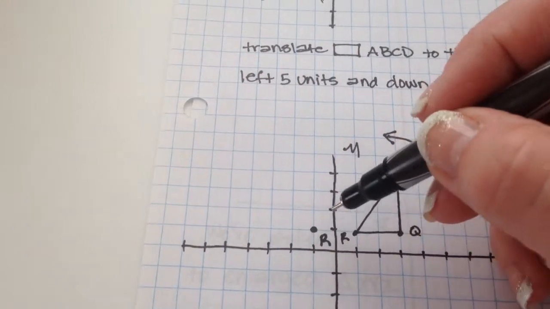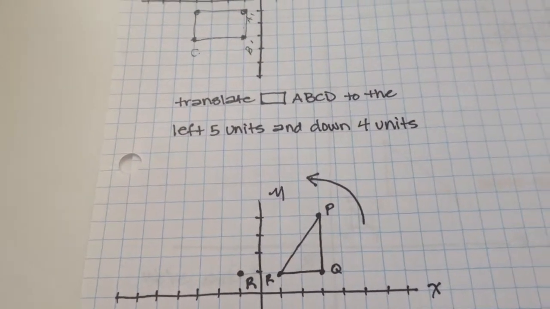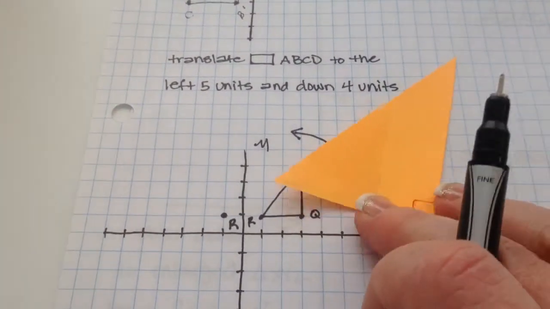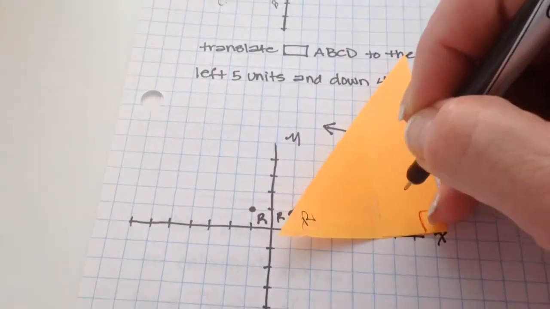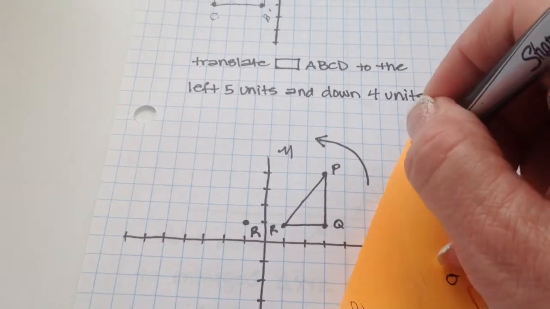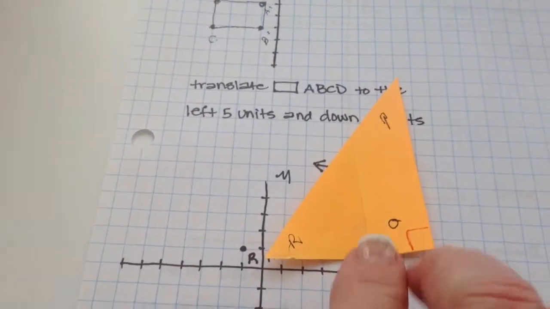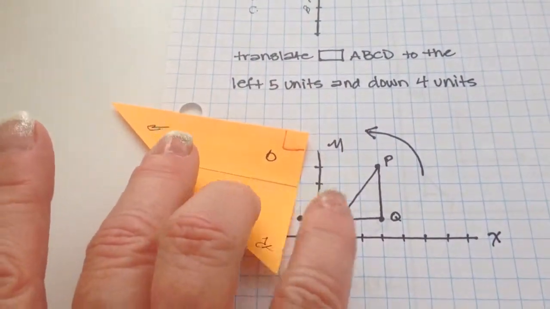So if R is here, and if we don't understand it, we know what we can do. We can take our little, oh look, I got my little fancy thing to help me. So if this is R, and this is Q, and this is P. Let's see how it works. All right, so let's just rotate it counterclockwise.